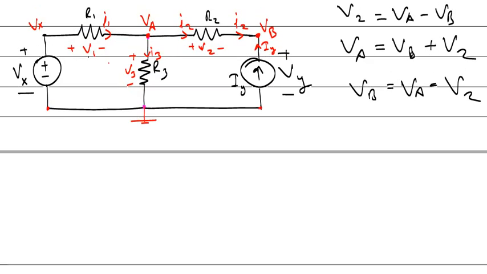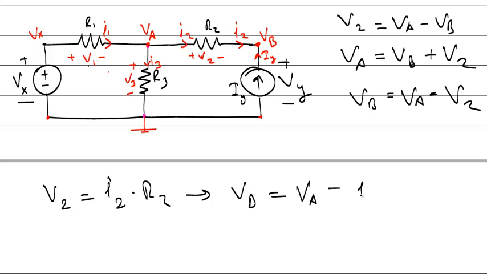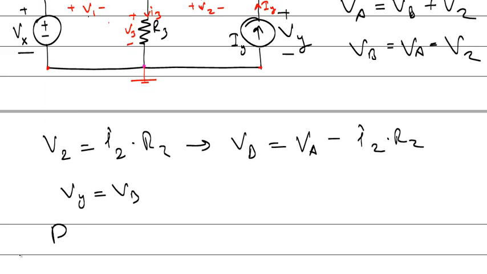Okay. I have calculated VA. What's V2? V2 is I2 times R2. So VB is equal to VA minus I2 times R2. What's VY? I have calculated VB. What's VY? It's equal to VB. Okay? And what's the power generated by that component?